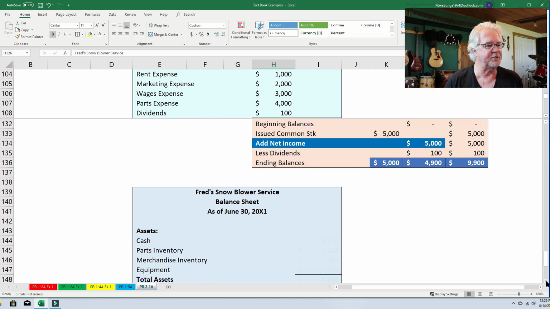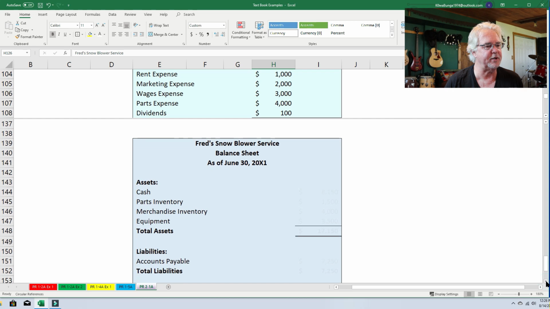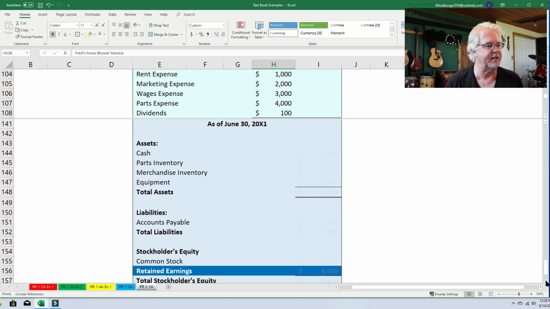And now we're coming down to the balance sheet. So what goes on the balance sheet? Well, the balance sheet is simply the accounting equation. It's assets equals liabilities and stockholders' equity. That's all it is. So cash.